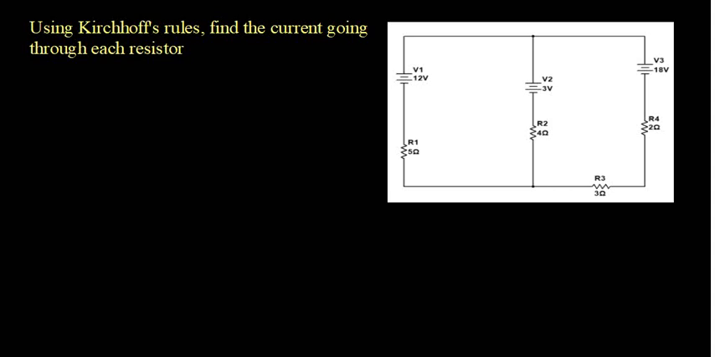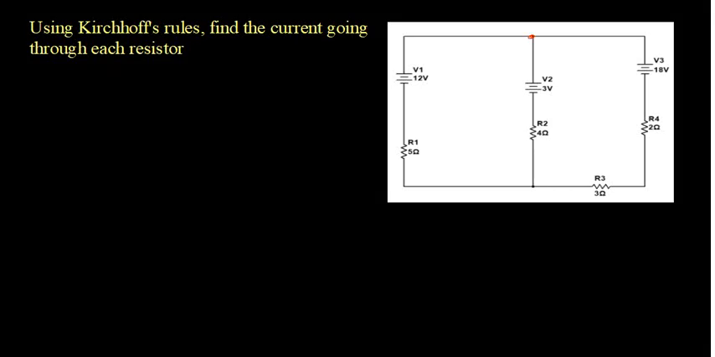Hello everyone. Today I will be solving another example related to Kirchhoff rules. In this circuit I have multiple batteries connected with multiple resistors, and as the question is asking to find the current through each resistor, I must use Kirchhoff rules. Now, as usual, I will identify my junction, so I will pick the top junction.